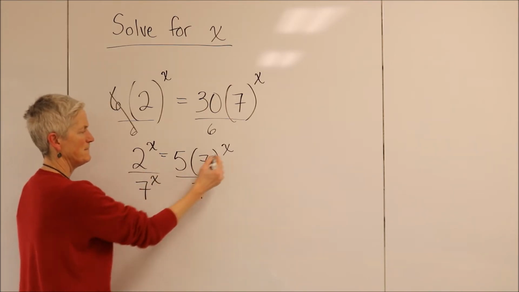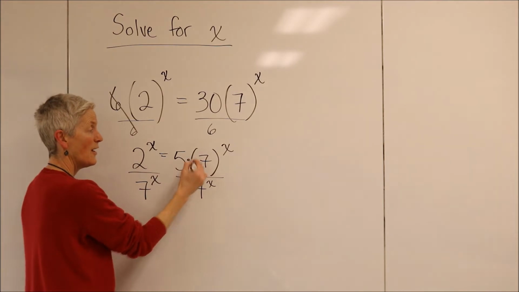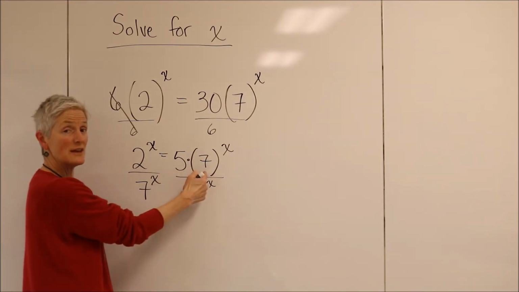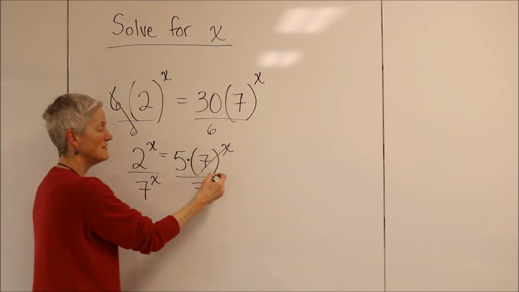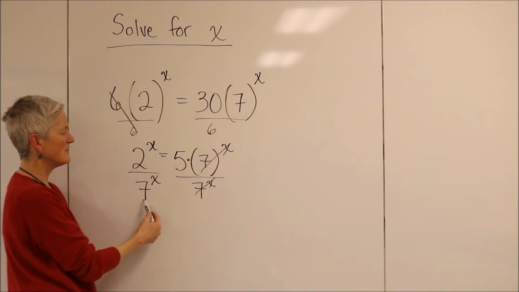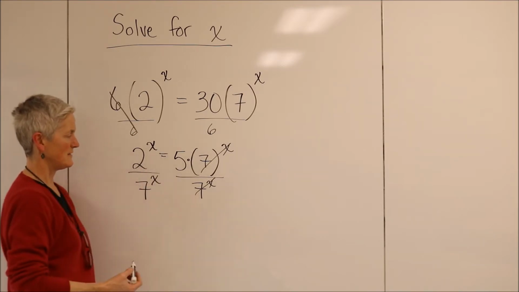Now you're able to divide something like that even though it's raised to a power? It doesn't change the rules at all. I'm multiplying, and whenever you're multiplying things, you can undo them by dividing. Great question. So now I have 2 to the x over 7 to the x equals 5, basically.